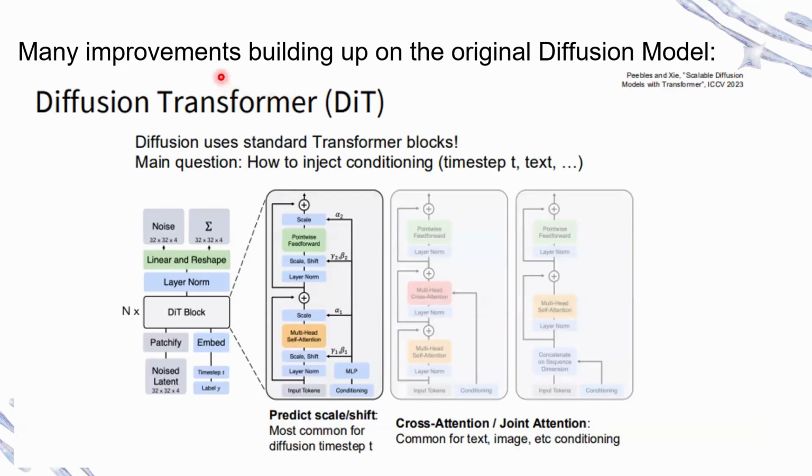And then finally, the latest improvement is using diffusion transformers. Diffusion originally uses standard transformer blocks, but then we want to be able to inject the conditioning, which is the time step t, and maybe the text conditioning into it. So the idea is that we want to inject these conditions into the transformer blocks during training.